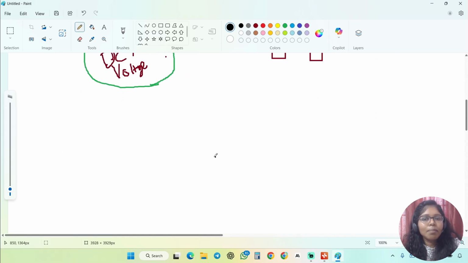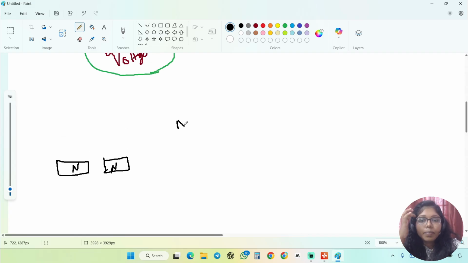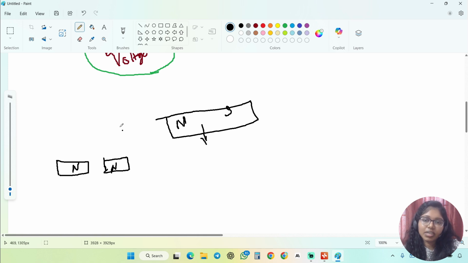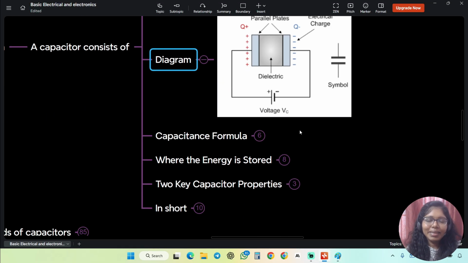We know the magnetic field, right? Whenever I bring the north and north pole together, it is not going to attract, it is going to repel each other. When I bring north and south pole together, what will happen? It will create the magnetic field. Same when I bring this positive and negative together, it will create the electrostatic field. This electrostatic field is going to be stored as energy. Okay, that's what we are going to discuss here.